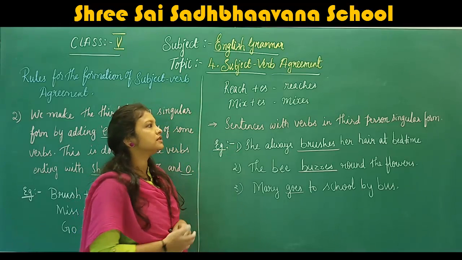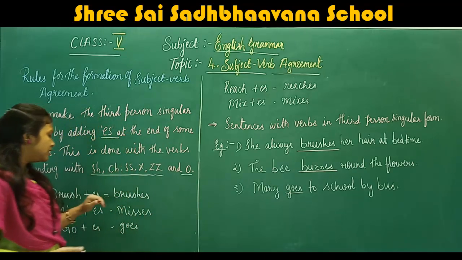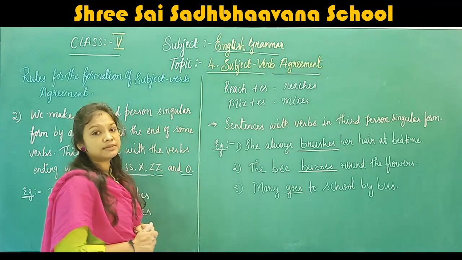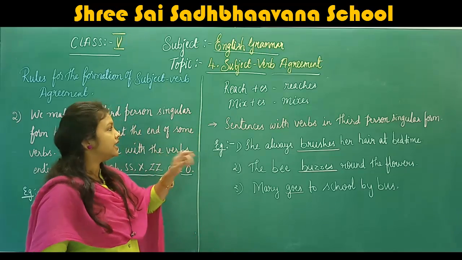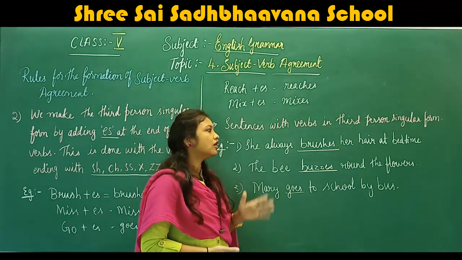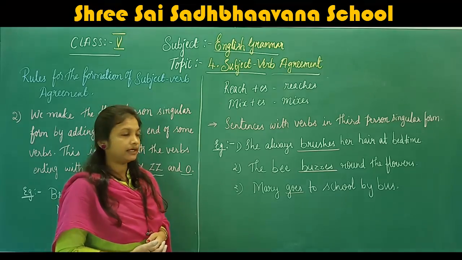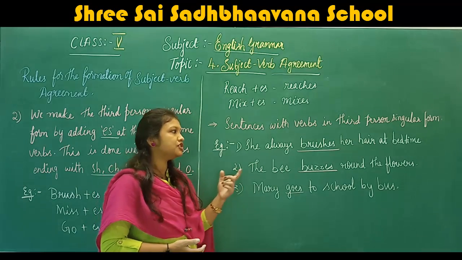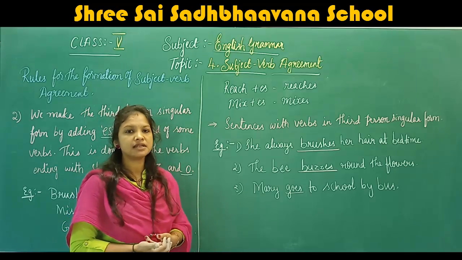Next, sentences with verbs in the third person singular form. Here we learned that by adding es to the words ending with sh, ss, o, ch and x, we form the third person singular. Now the examples. First one: she always brushes her hair at bedtime. Here she is singular and brushes is also singular. We have not added just s, we have added es to convert it to third person singular form.